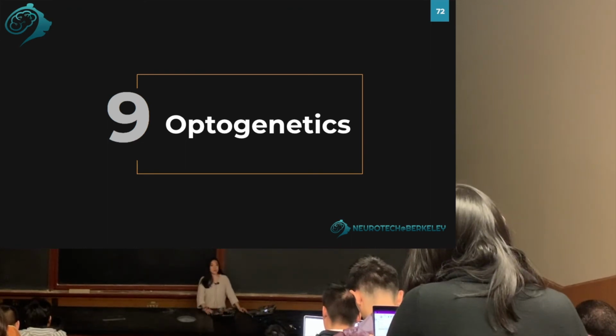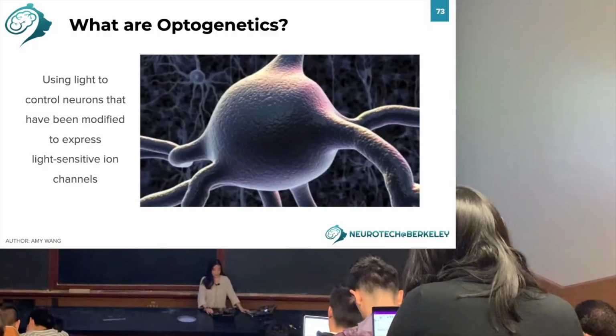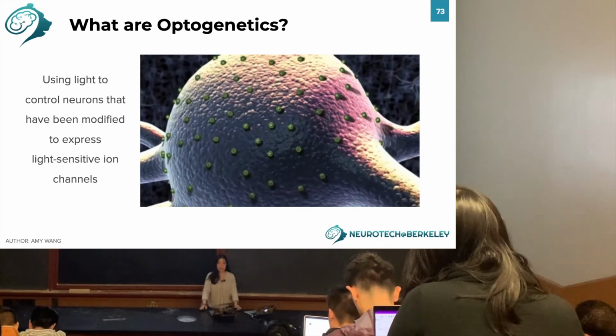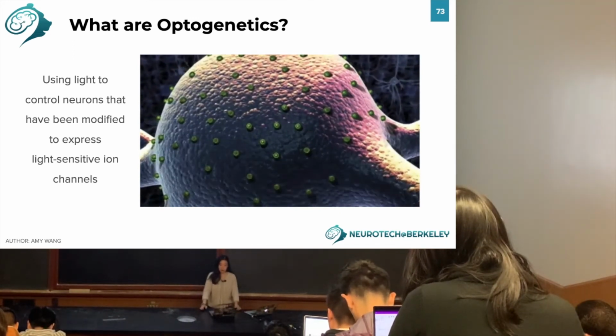Okay, last one is optogenetics. This one is relatively new. Basically, optogenetics is using light to control neurons that have been modified to express light-sensitive ion channels.